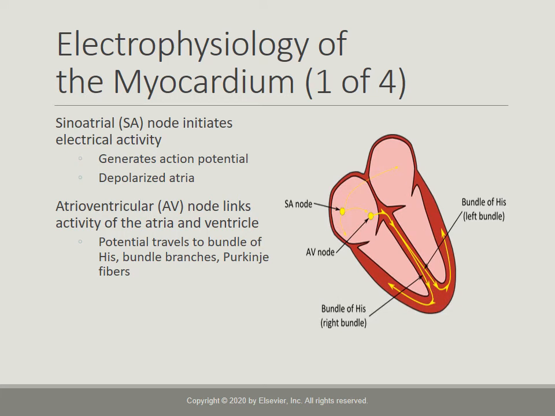And here you can see the SA node going out to both atriums, the AV node where it will slow down the action potential and then pass it along to the ventricles, down the bundle of His to the left and right bundle branches.